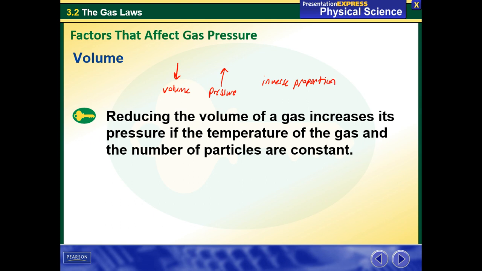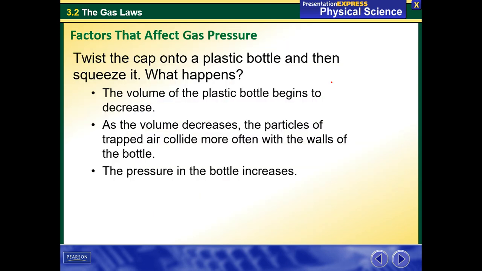If we take the volume of something and we shrink it down, those particles are a lot closer together, and they're going to be more likely to hit each other. It's kind of like if I take you and I put you in the gym, you have a lot of volume, less likely to be collisions. But if I took all of you guys and put you in a tiny room like the office and had you run around, you're more likely to collide with one another because you're in a smaller space. So a good example of this is if you take a plastic water bottle and you twist the cap on it and then squeeze it, you're going to see that you have decreased the volume, and that's going to increase the pressure.